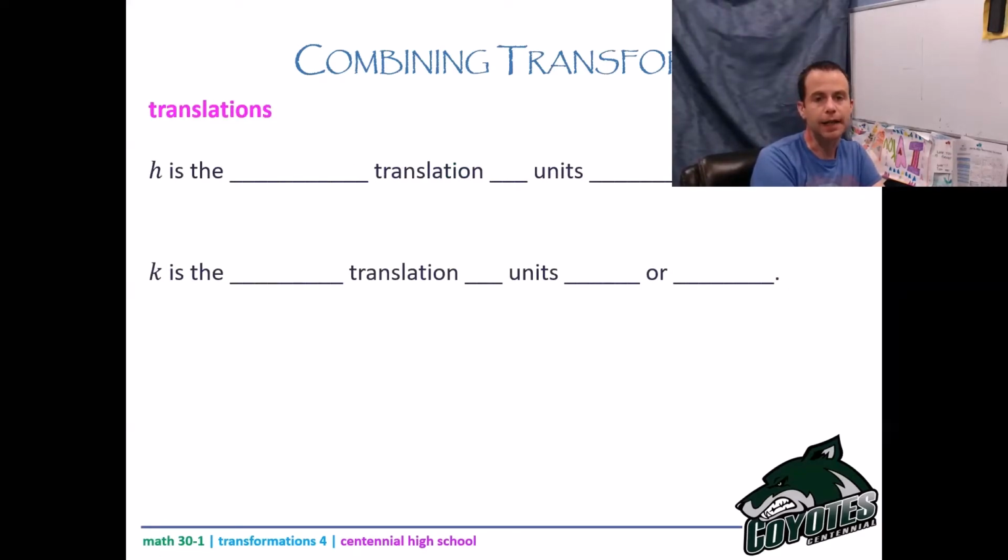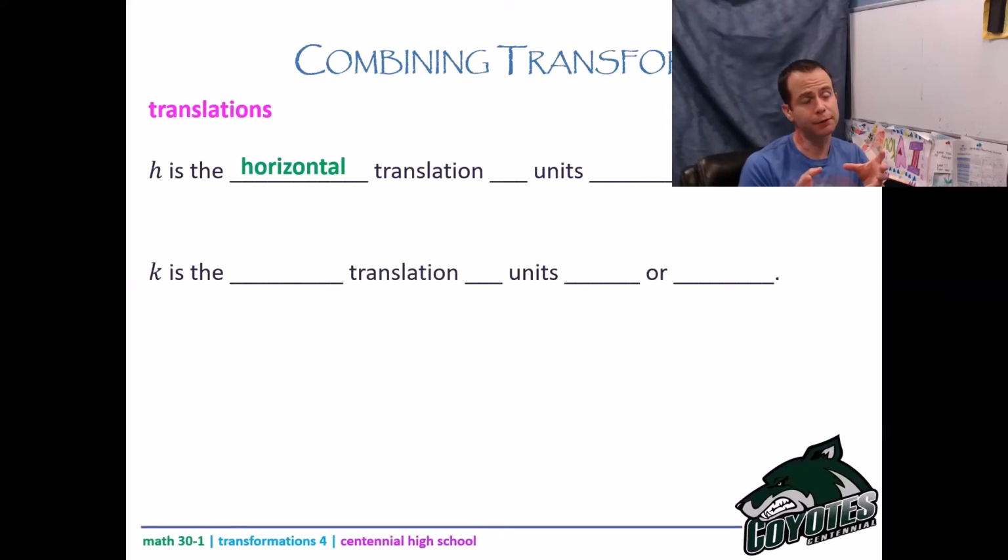If h and k is what we're talking about here, h is the horizontal translation, and then we're going to go h units left or right. If h is negative, we're going to the left, and if h is positive, we're going to the right. Okay. Just be careful with what I just said.